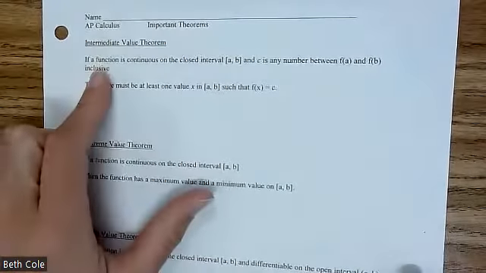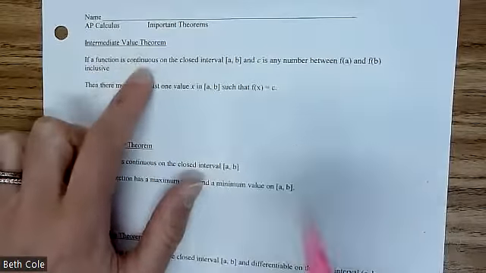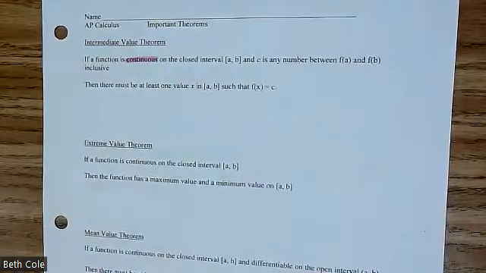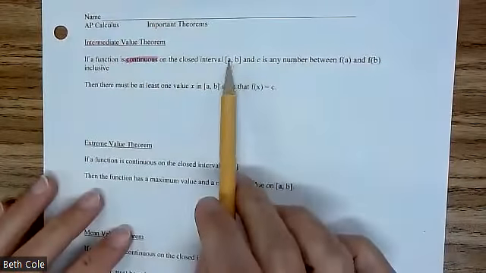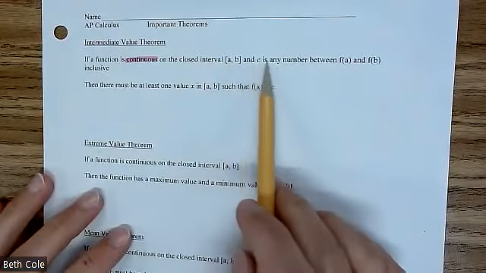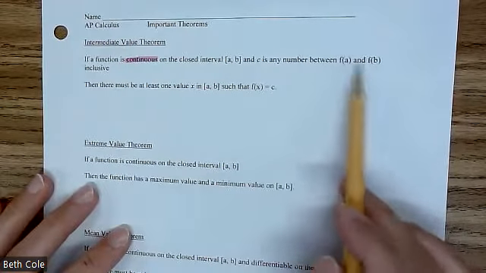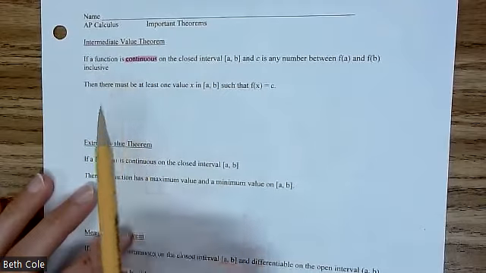All right, intermediate value theorem. If a function is continuous, the function has to be continuous to use the theorem. If it's not, you can't use the theorem. So continuous on a closed interval, and notice the brackets, we're including that. C is any number in between these outputs, inclusive, so you can include them.